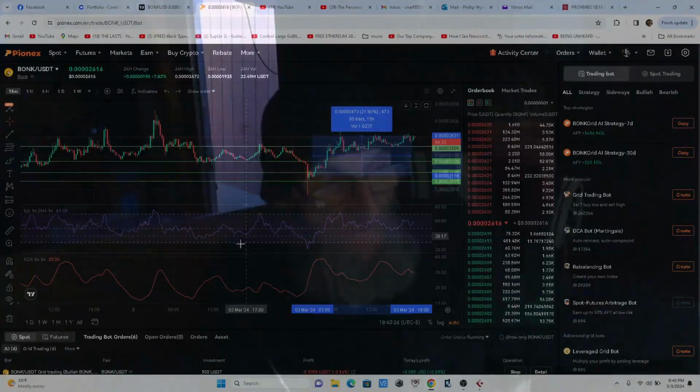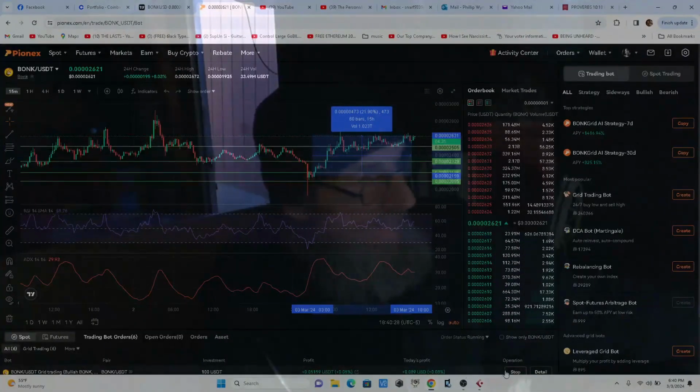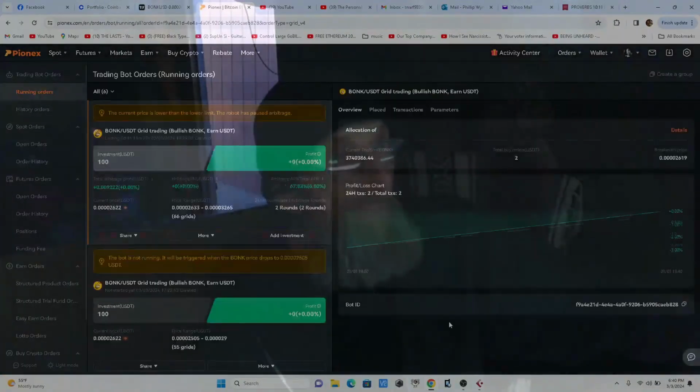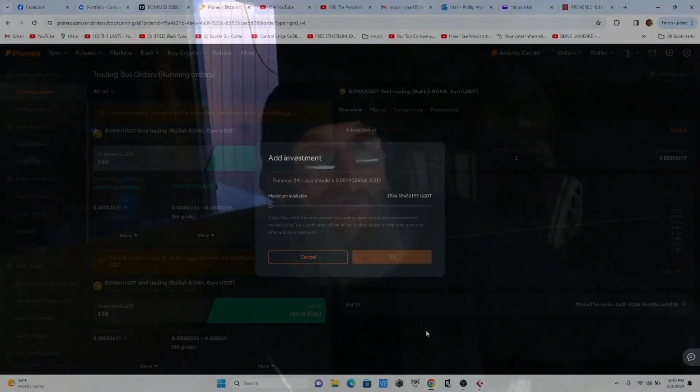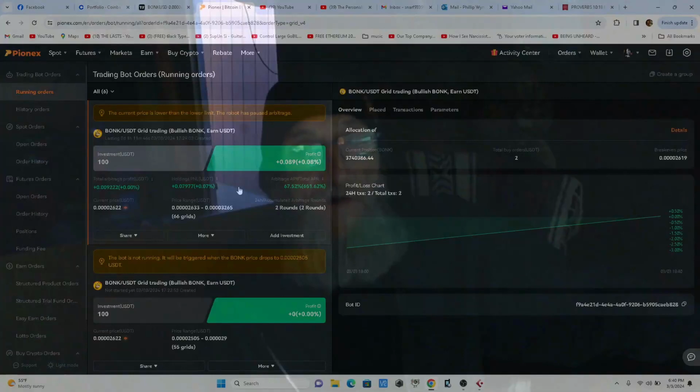And once I see that the market's going up and I know it's going to go up, I go to the details over here and I add investment, okay? And then I do it manually. As soon as I think I've got enough profit out of it, I hit stop and sell everything and wait for it to dip again before I get in with a small amount again. That's how I do it. And always set your stop loss.